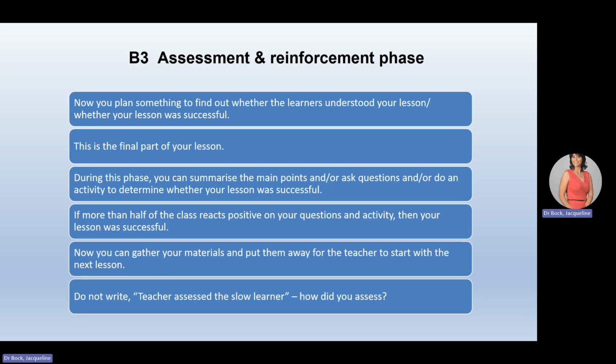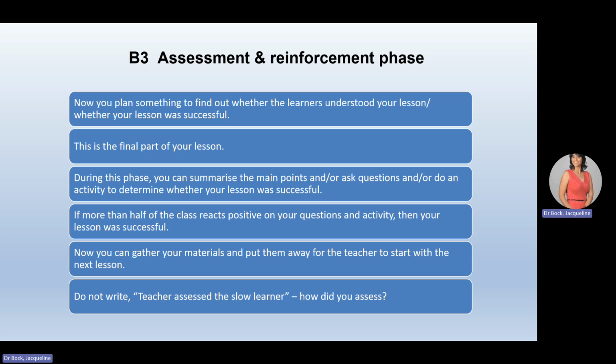B3, which is the assessment and reinforcement part. You plan something to find out whether the learners understand your lesson, whether your lesson was successful. Did they understand? You need to have an assessment there. You need to have assurance that they do indeed understand the knowledge that you transfer to them, that they are able to possess this knowledge that they have learned while you were engaging with them, or also just to reinforce at this particular phase.